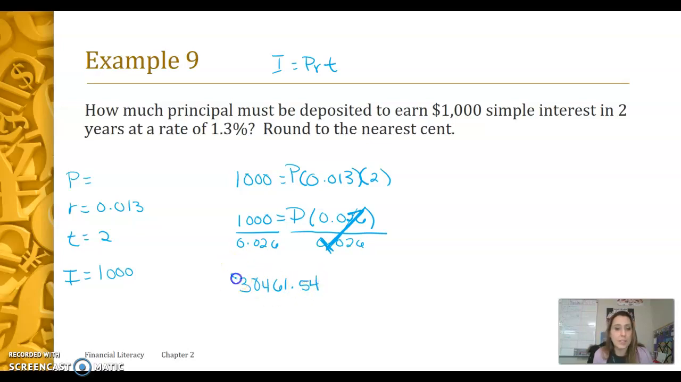$38,461.54. And I know that it's 54 because this is actually 0.538, and this 8 right here tells me that I need to round this number up. So that is how you do that.